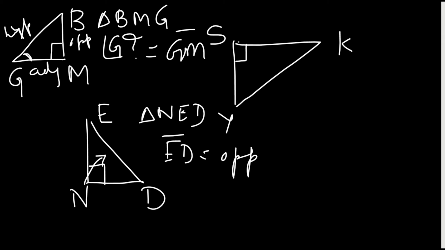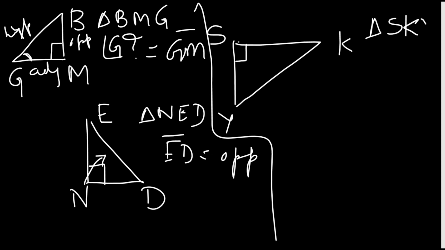Next, our next example will be SYK. Your question is, in the triangle SYK, find the hypotenuse. The hypotenuse is the side which is opposite to our right angle, that is Y, so the answer will be YK. I hope it is clear with this. This is just the basic. If this is clear, you can go on very smoothly in trigonometry.